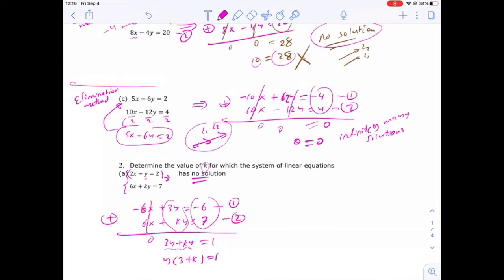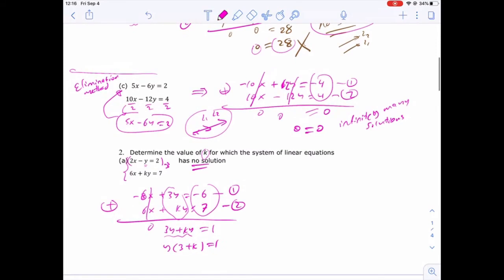So we can take y as a common factor. And what is the value of k that makes the left hand side equal to 0? k equals -3. So when k equals -3, the left hand side is equal to 0, and we get 0 equals 1. That's impossible. Sorry, we have no solution for this system.